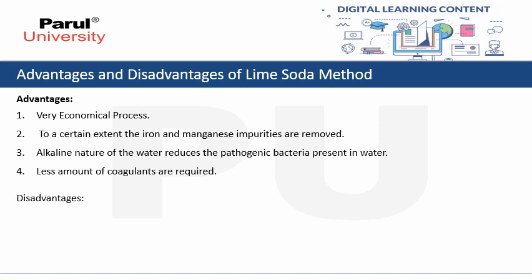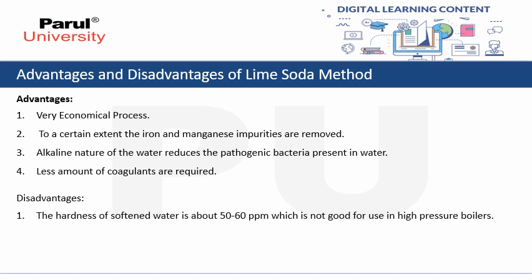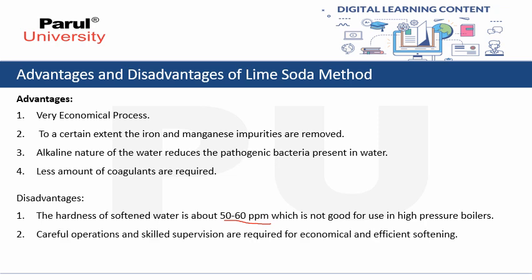The disadvantages of the lime soda method are that the hardness of softened water is about 50 to 60 ppm, which is not good for use in high pressure boilers. Careful operation and skilled supervision are also required for economical and efficient softening of the water. Disposal of the large quantity of sludge formed during the process is again a problem.